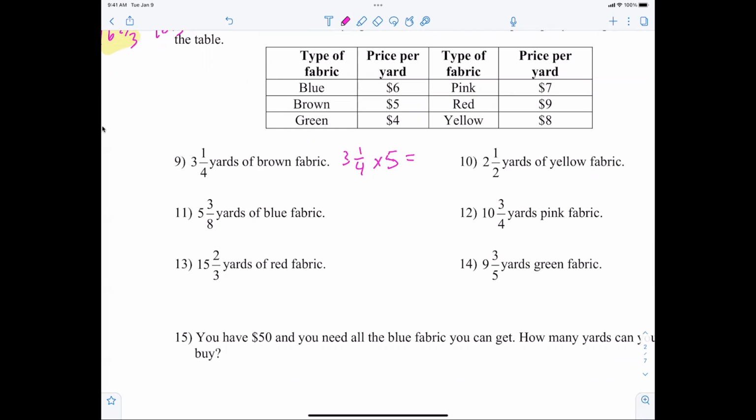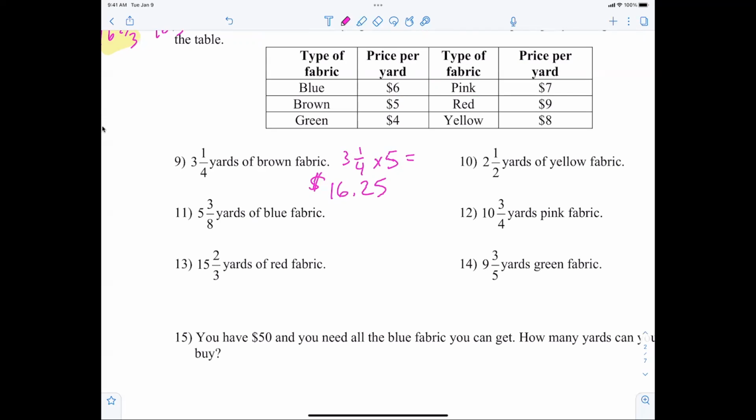Do we use fractions or decimals? Decimals. Now everybody in here knows what 1/4 is as a decimal: 0.25. Let's just say we didn't know what that was. On my calculator, how would I figure it out? 1 divided by 4. Everybody do 1 divided by 4, just to show you. That's 0.25. So what was the final answer for number 9? 16.25. So you would say $16.25.